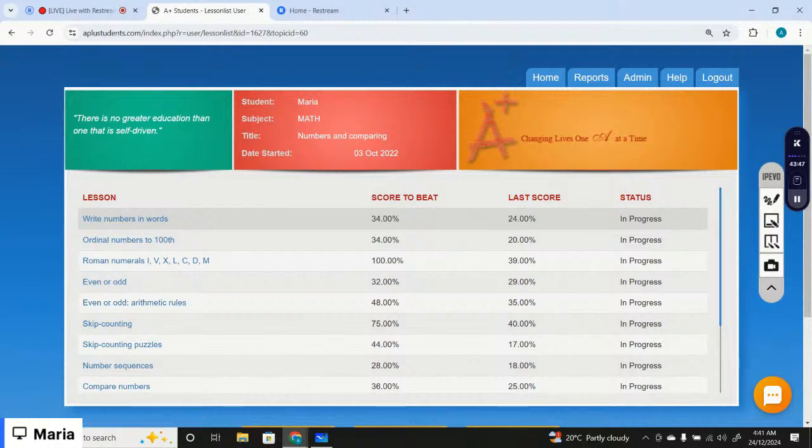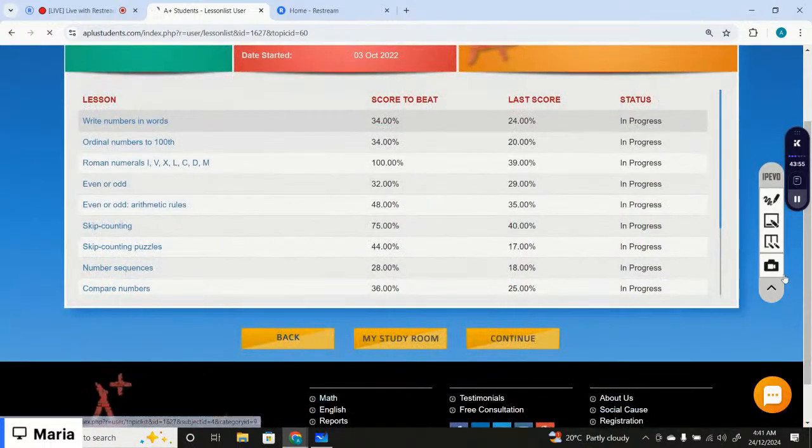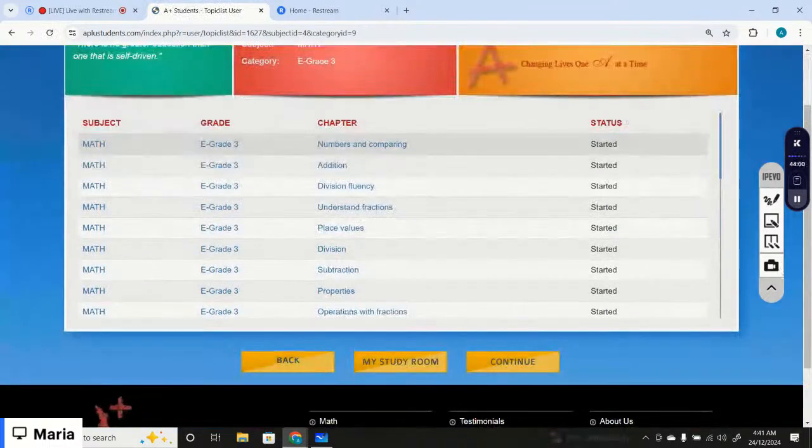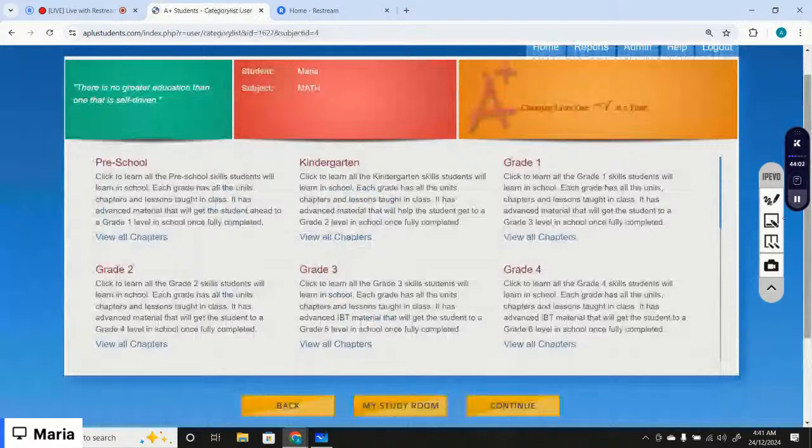So if you need more help with any of the lessons, you can simply click on the live chat button. Tutors are available there to help you, or you can write down the questions in the chat box. I'm here to answer all your questions and confusions if you have any.